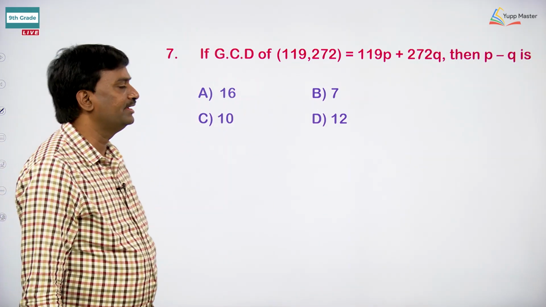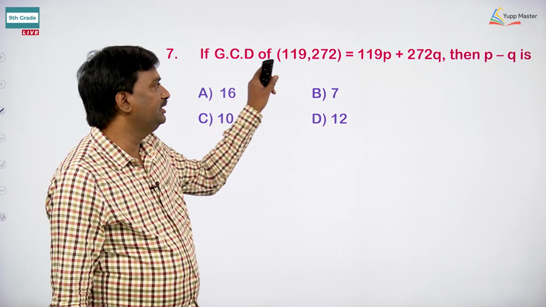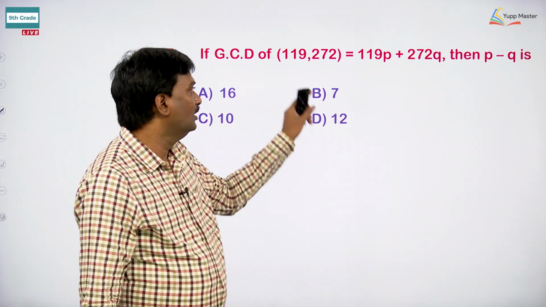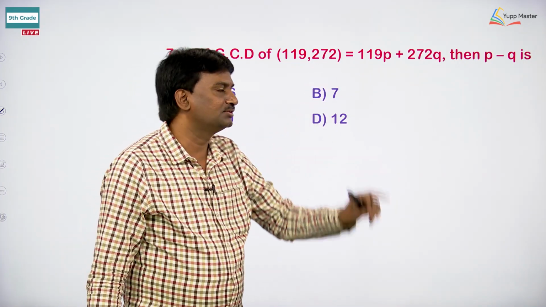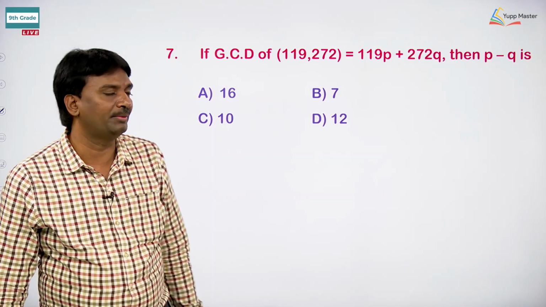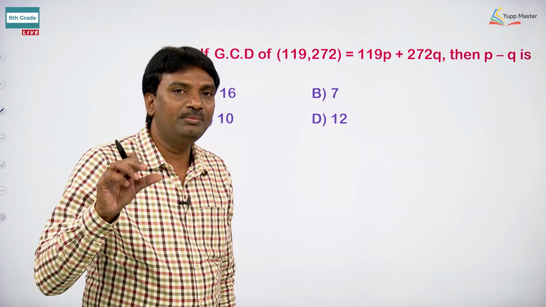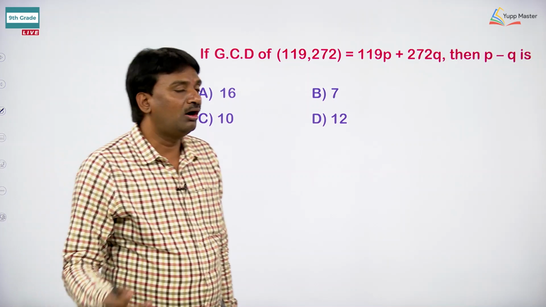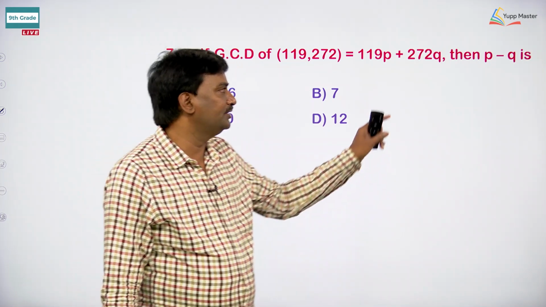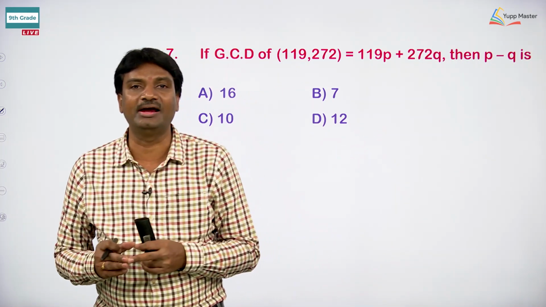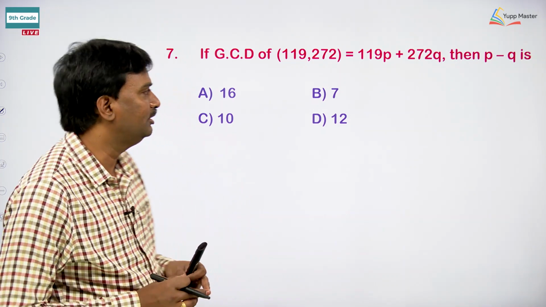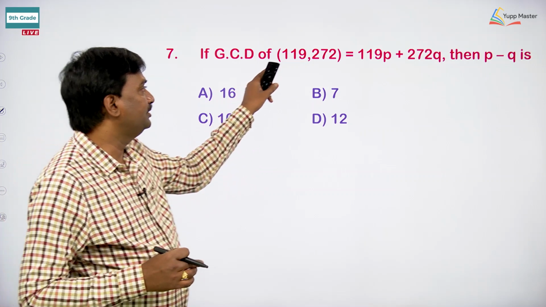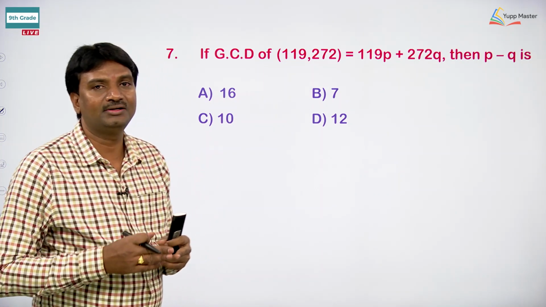The question is: if the GCD of two numbers 119 and 272 can be expressed as 119p plus 272q, then find p minus q. First we have to find the values of p and q. After getting the values of p and q, we can find p minus q. So first, let us find the GCD of 119 and 272.